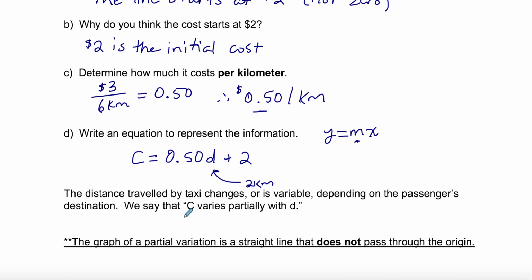The distance traveled by taxi changes or is variable depending on the passenger's destination. We say that C varies partially with d. The graph of a partial variation is a straight line again that does not pass through the origin. So it starts somewhere above or below 0.